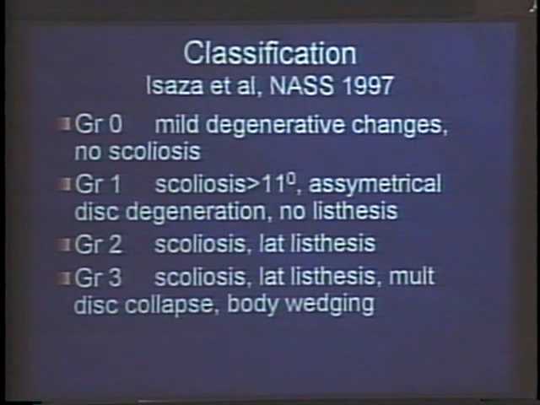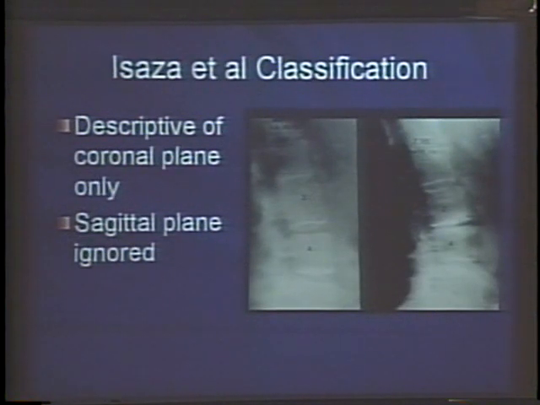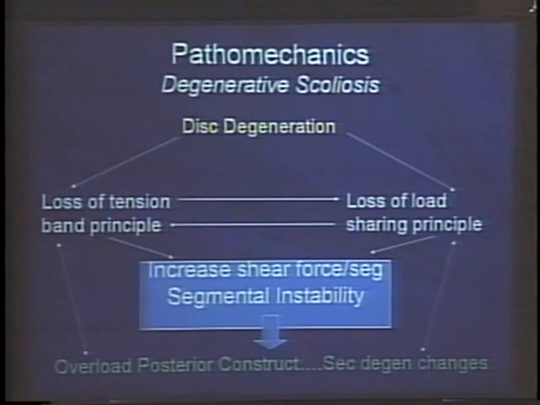A second classification was proposed in 1997 by Jorge Izaza, which is again 0 through 3, based primarily on the amount of scoliosis and the olisthesis. This has not been accepted. It really ignores the sagittal plane, which is where one of the primary deformities is. So we would prefer Keith Bridwell's classification of degenerative scoliosis.